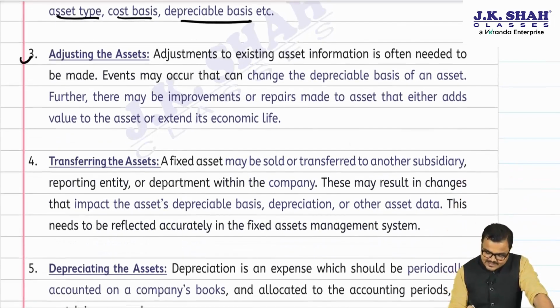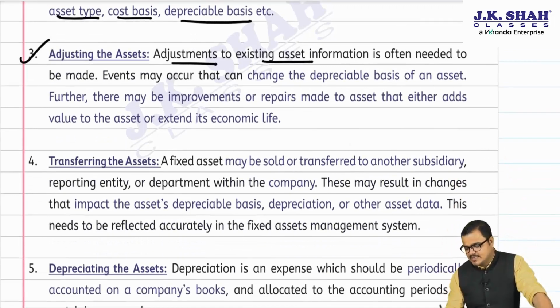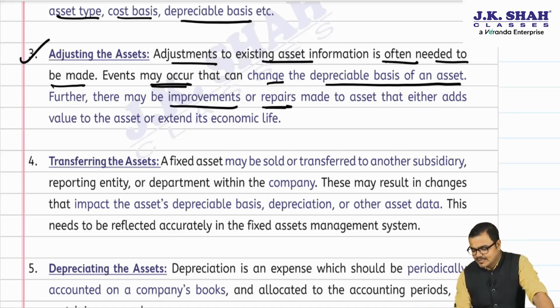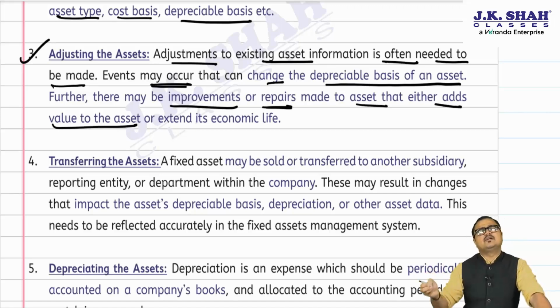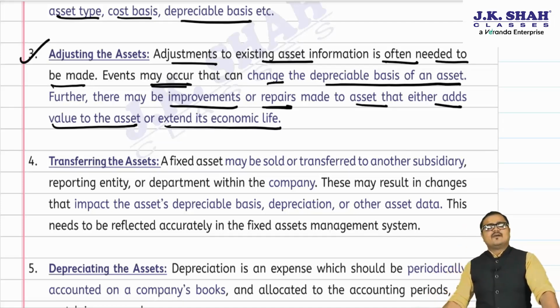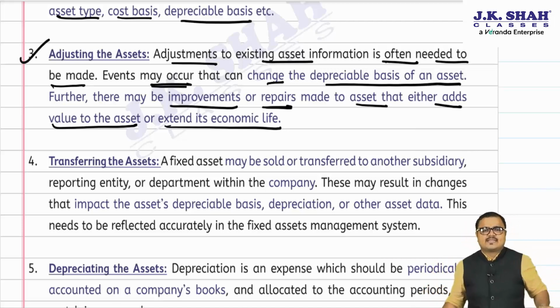Then it comes to adjusting the assets. Adjustments to existing assets information is often needed to be made. Events may occur that can change the depreciable basis of an asset. Further, there may be improvements or the repairs made to an asset that either adds value to the assets, repairs and maintenance done to building, yes, extend its economic life, yes. So many assets are there. When you provide the repairs and maintenance to that asset, if you keep it in a good condition, either add to the economic life of an asset or it leads to what? Economic value of an asset. Am I very clear to you?